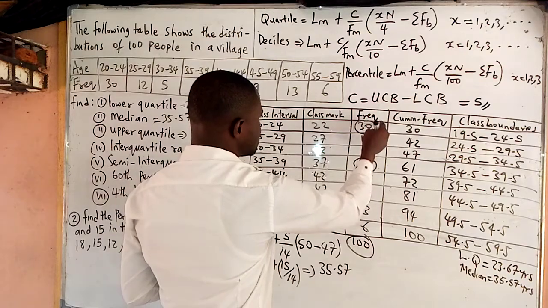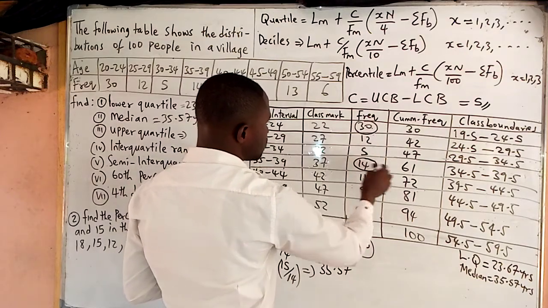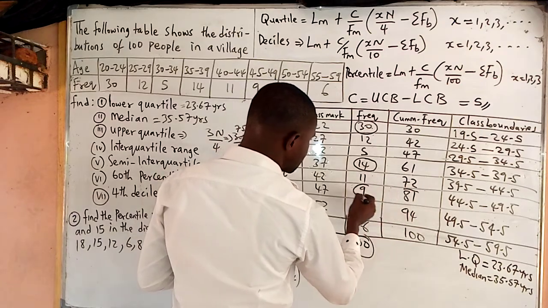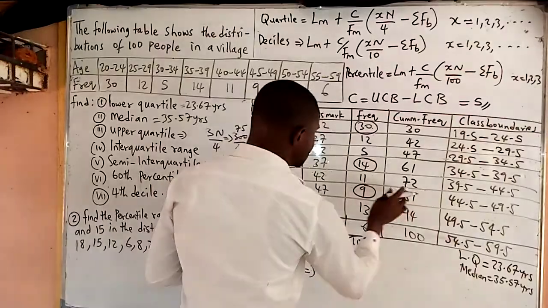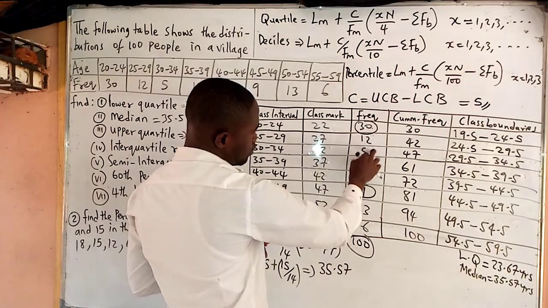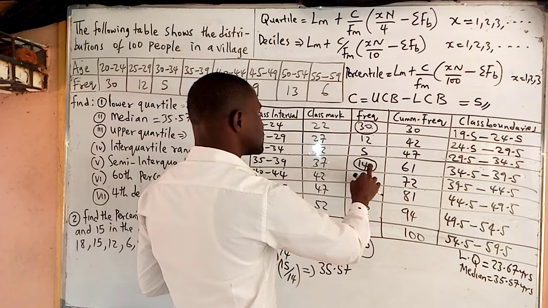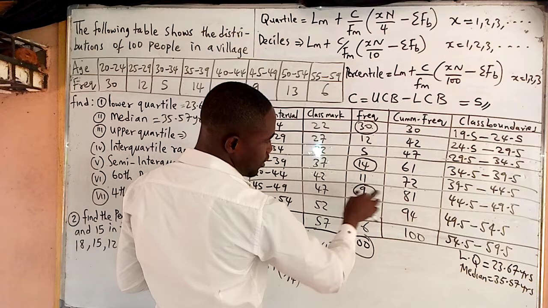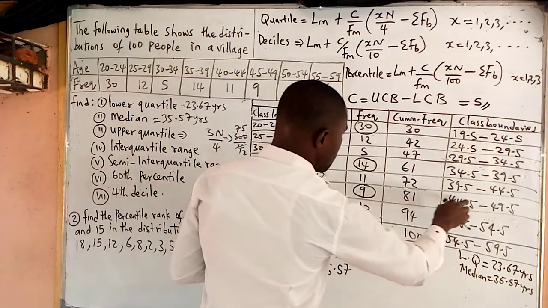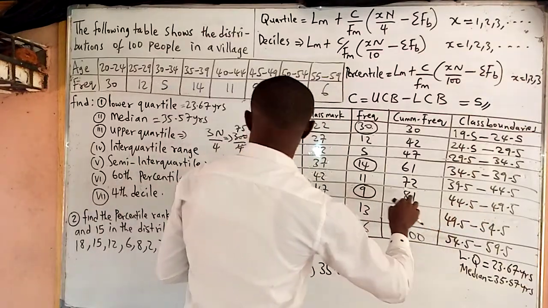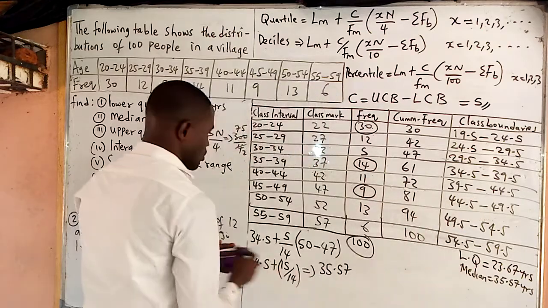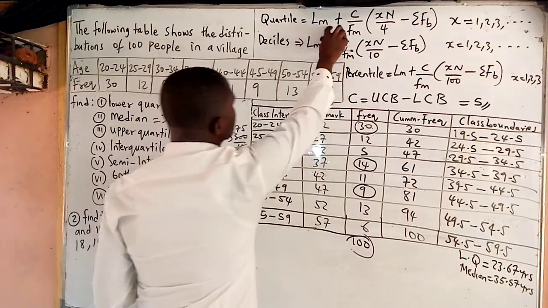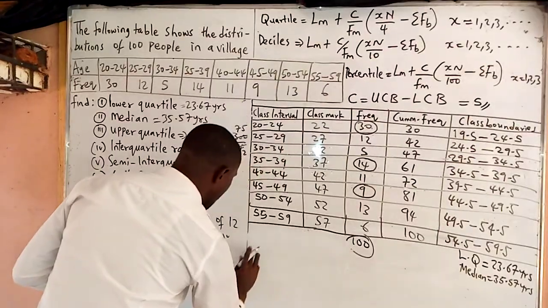75. We add 42, 47. So where is our 75? Where does it fall? It falls here. So everything here is our 75. 42, 47, 47 plus this 61, 72, 75 falls at this point. So this is what we call your upper quartile class. What is the lower boundary of it? We go to it. The lower boundary is 44.5.